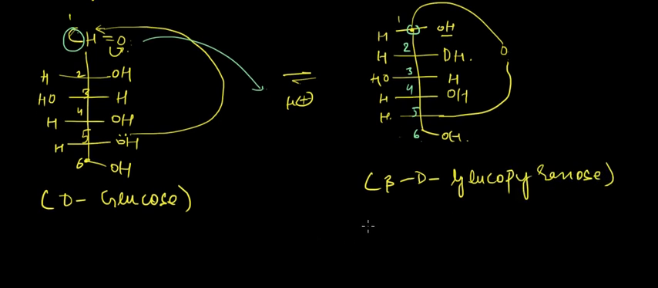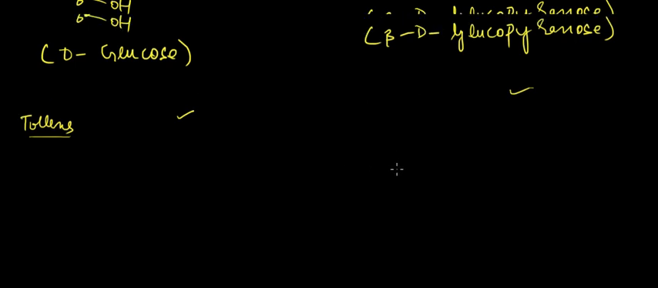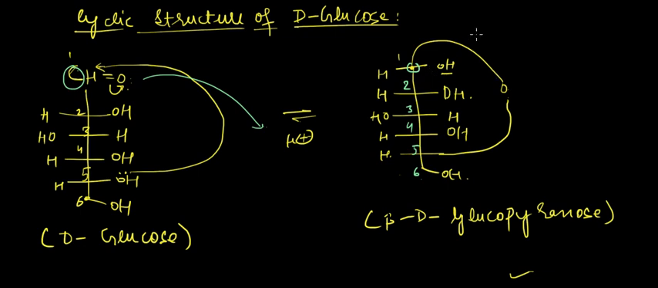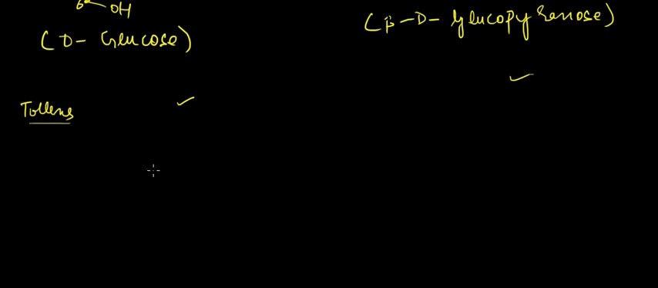Okay, so let's actually subject them to Tollens' test. What will happen here? Both will give Tollens' test. Obviously, because in Tollens' test, this OH will also break down into this, rather the ether group will also break down into C double bond O, and again aldehydes give Tollens' test. Okay, what about reducing sugar?